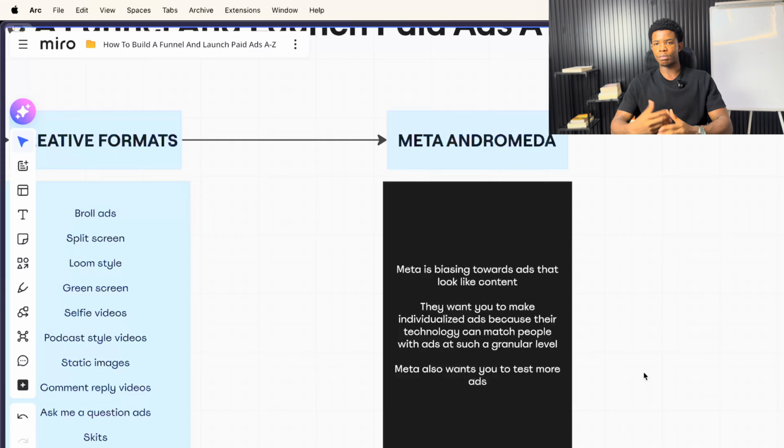So again, with Meta Andromeda, people are confusing it with, oh, I just need to push out a lot of ads into the system. But no, it's not just about a lot of ads.